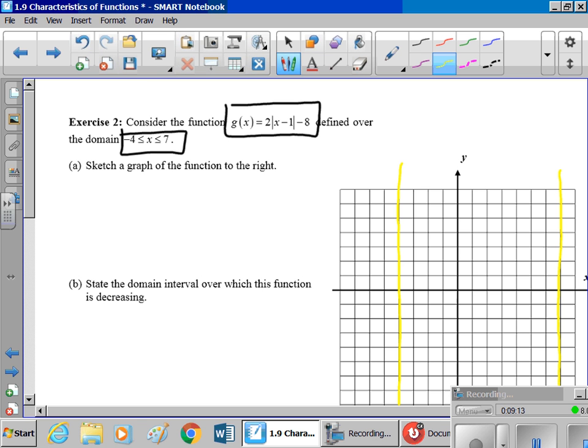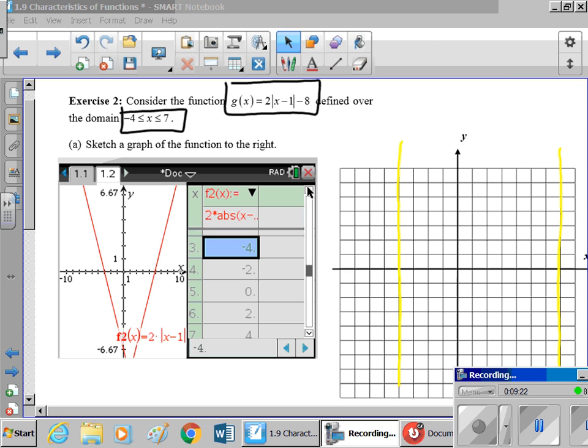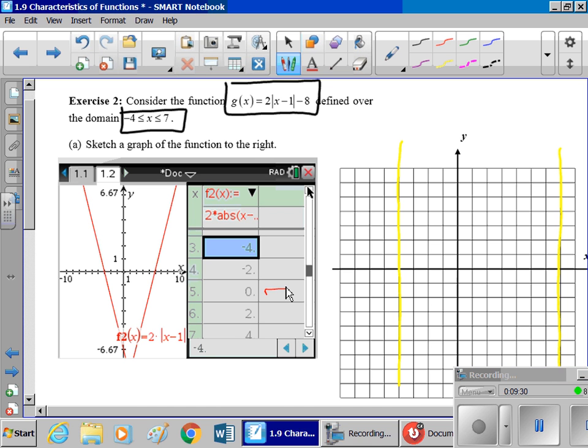It says sketch the graph of the function. So again, we're going to take a minute and pull up our calculator. This is what it would look like on our calculator. Notice when I pulled up my table, I made sure I got that turning point, which is right in the middle there. So our points are between negative 4, which I don't have here, I have to get the negative 4. Let's do the ones we have: 3, negative 4; 4, negative 2; and 5, 0.